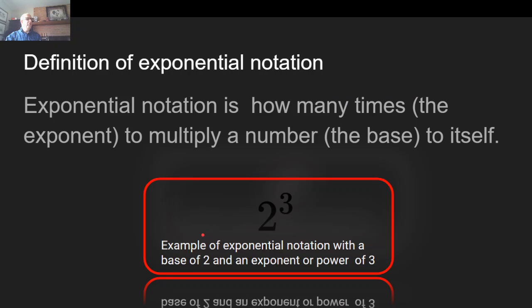So the definition of exponential notation is how many times to multiply a number, the base, by itself. So how many times do I multiply 2 by itself? I would multiply 3 times. So the base is 2 and the exponent is 3. This number is the number I'm multiplying. This number is the number of times I'm multiplying it by itself. 2 times 2 times 2.